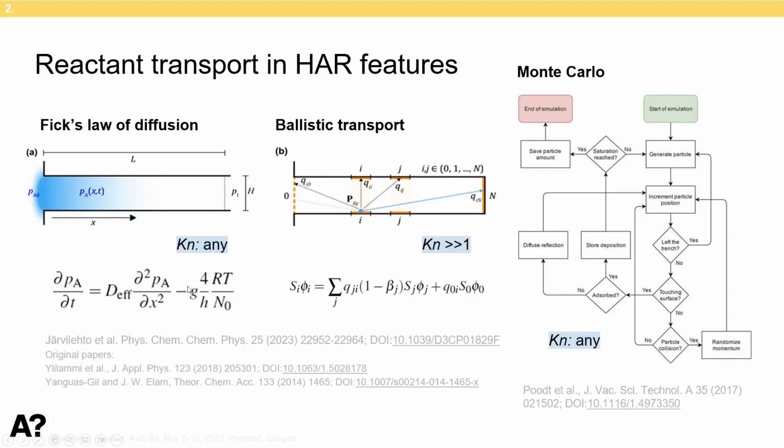This is the well-known diffusion equation, and there's an adsorption loss term related to that. In this case, all the important details related to the reactant transport are in this effective diffusion coefficient here. These diffusion-reaction models based on Fick's law of diffusion are applicable at any Knudsen number range.